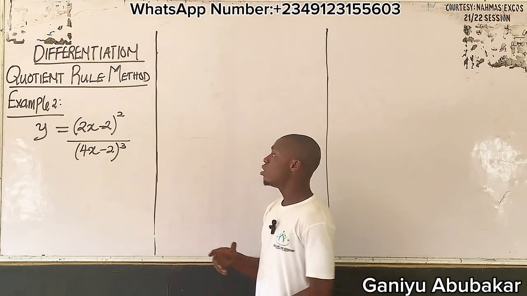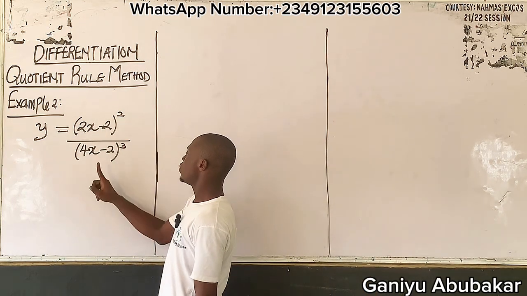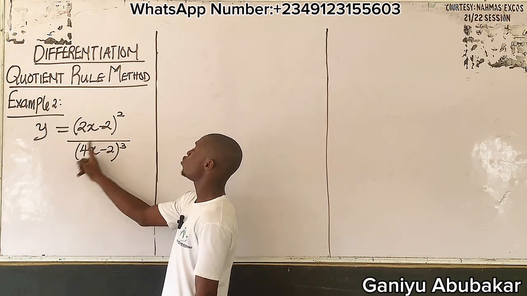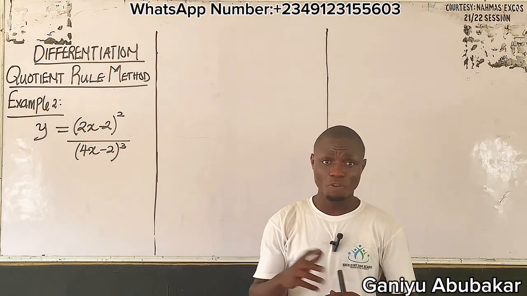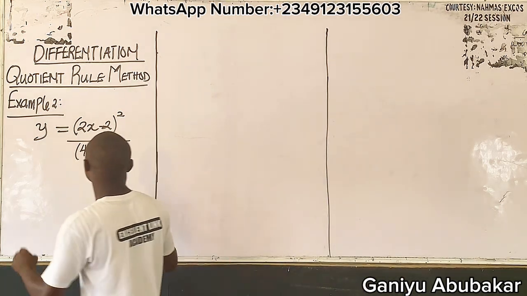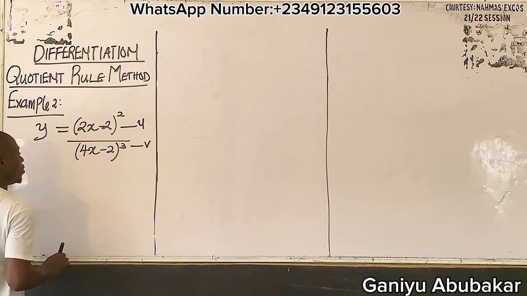But mind you, I can see my numerator is in chain rule format. The denominator too is taking a chain rule format. So in this case, I'll apply the chain rule shortcut to solve them. So what do we know? We said let this one be u, and let this be v.